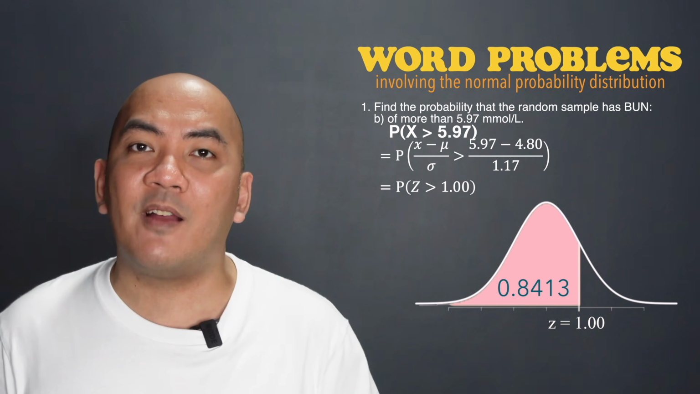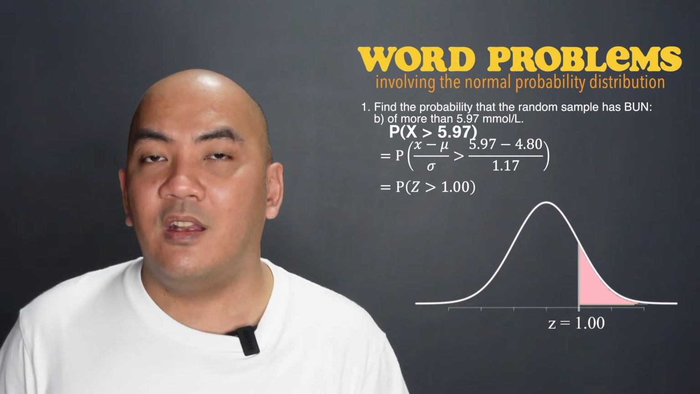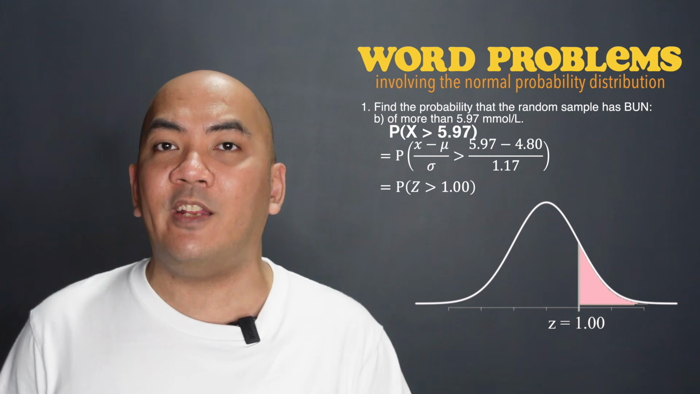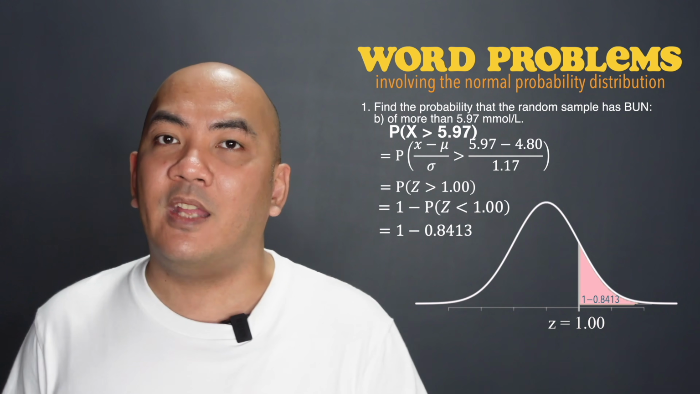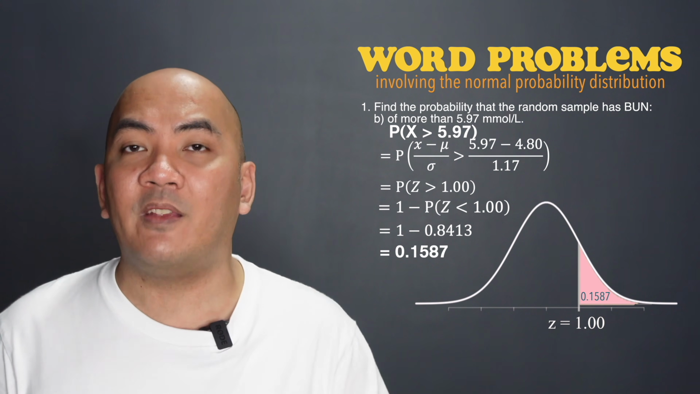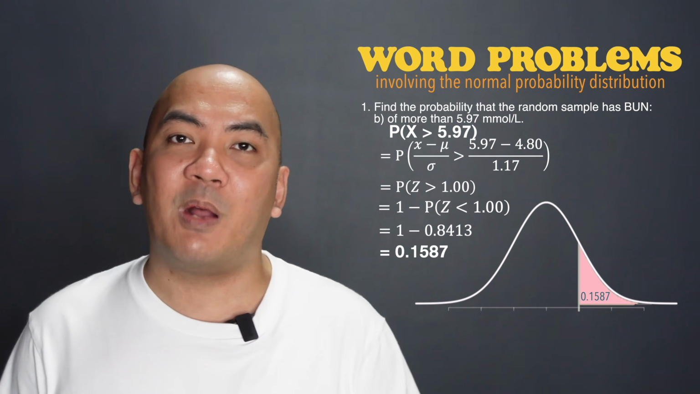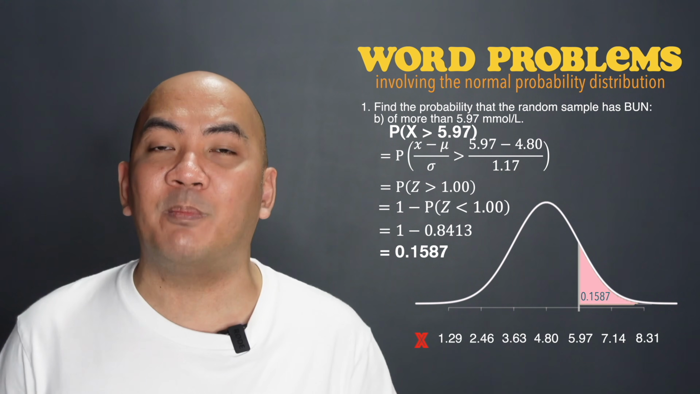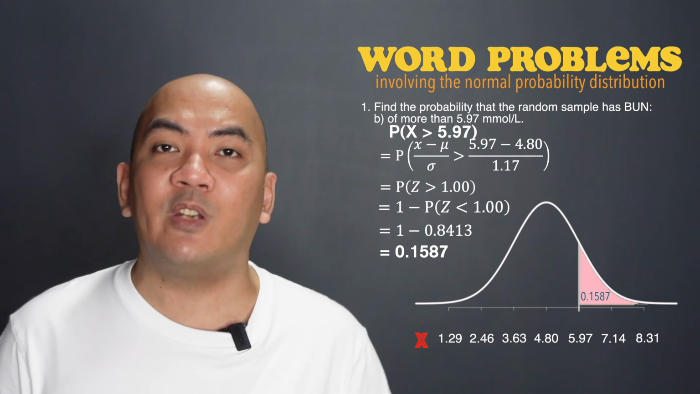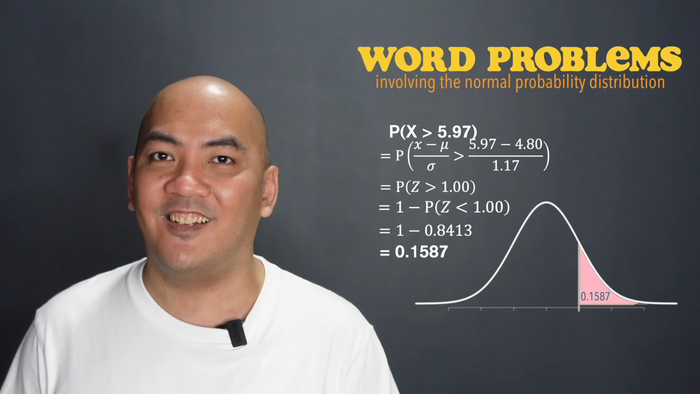And since what we're after is on the other side, then we just have to subtract 0.8413 from 1. And that gives us 0.1587. Thus, the probability of x to be greater than 5.97 is 0.1587.